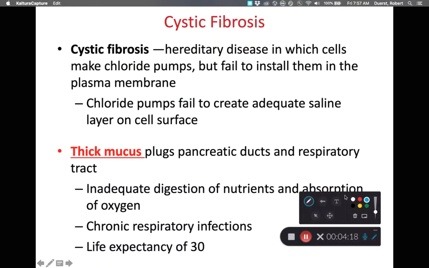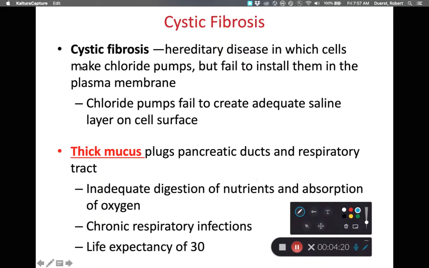Here's the first disease we're going to talk about this semester, cystic fibrosis. As we look at cystic fibrosis, this is a hereditary disease, and this disease is associated with improper chloride pumps. These chloride pumps either fail to install in the plasma membrane, or they are installed and completely non-functional. So because the chloride pumps are not working appropriately, we don't have enough saline on the surface of the cell.